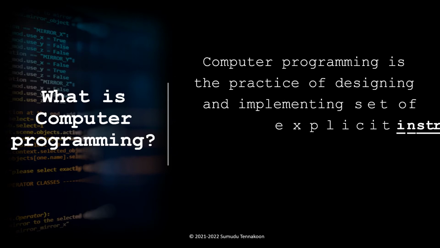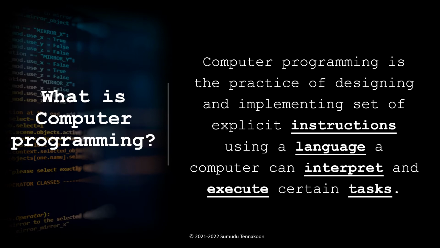There are plenty of textbook definitions for computer programming, but here is how I understand it. Computer programming is the practice of designing and implementing a set of explicit instructions using a language a computer can interpret and execute certain tasks. In this course, we will be developing your understanding of each of these terms highlighted in this definition on screen. We will discuss more about them and build your understanding if you don't have prior knowledge about this.